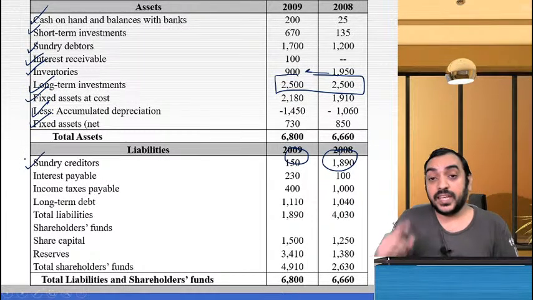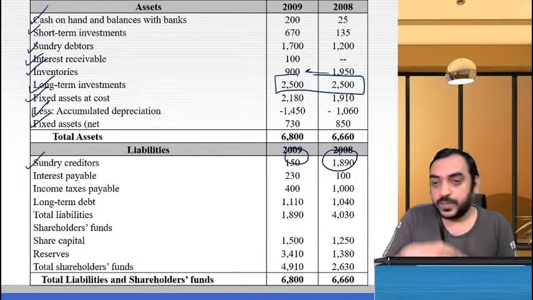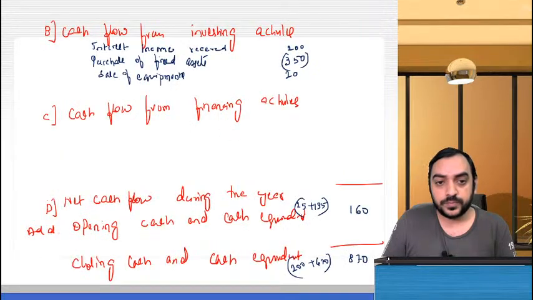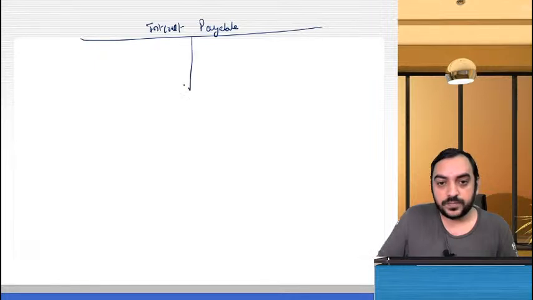Then interest payable, again, it's not an operating activity, so you prepare a ledger account. Income tax payable, you prepare a ledger. Long-term debt, we will prepare a ledger. So for all those three, I'll prepare separate ledgers. Interest payable, I'll prepare a separate ledger.